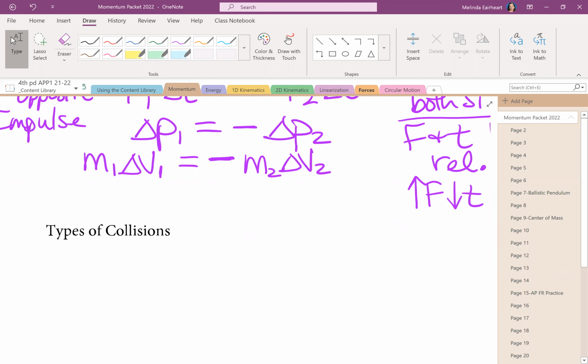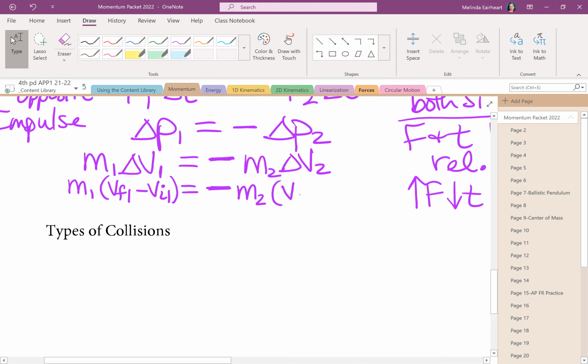Well, now that's delta v. Delta tells us to do what? Final minus initial. So in each one, I'm going to say final velocity of 1 minus initial velocity of 1 equals a negative m2, and then final velocity of 2 minus initial velocity of 2. Now, sometimes in your examples, maybe they both have the same initial velocity, maybe they both have the same final, but worst case scenario, all these numbers will be different. And so having those subscripts can help keep it straight.